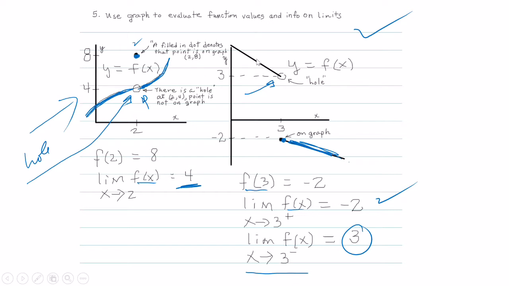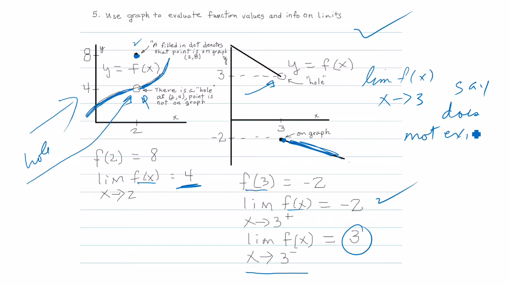So you may have several like this. Now, if you're asked what is the limit of f of x as x approaches 3 without indicating right or left, you say does not exist. In other words, since the right hand and the left hand limit do not agree, then the limit as x approaches 3 does not exist.